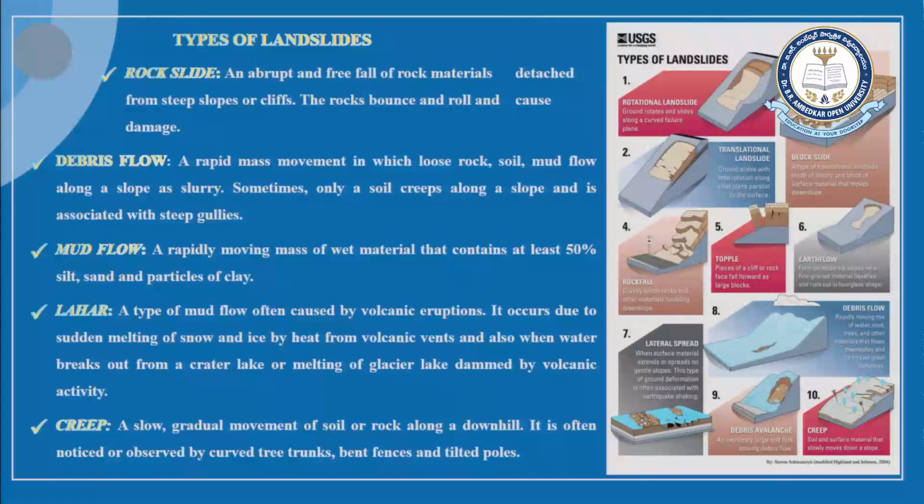There are different types of landslides as discussed. Rock slide: an abrupt and free fall of rock materials detached from steep slopes or cliffs. The rocks bounce and roll and cause damage. Second, debris flow: a rapid mass movement in which loose rock and soil flow along a slope as slurry. Sometimes only soil creeps along a slope and is associated with steep gullies.